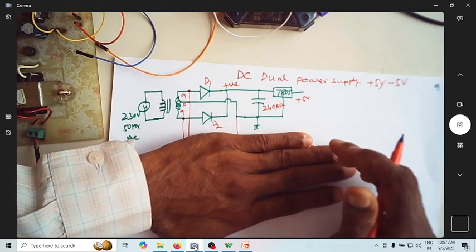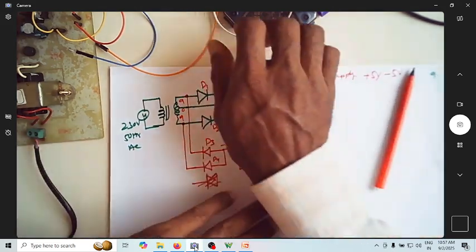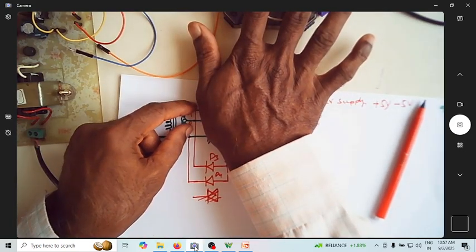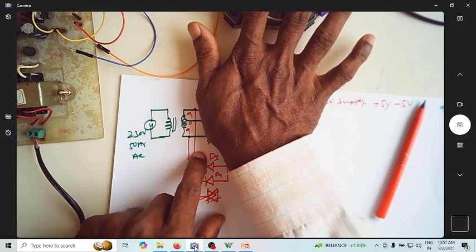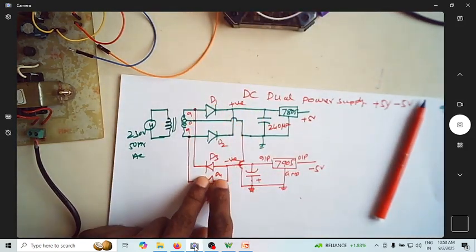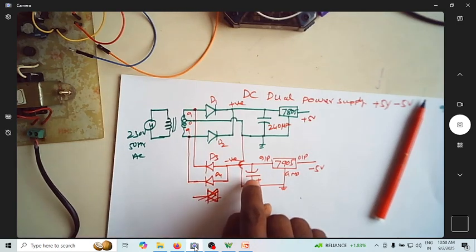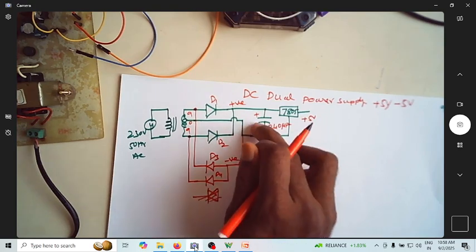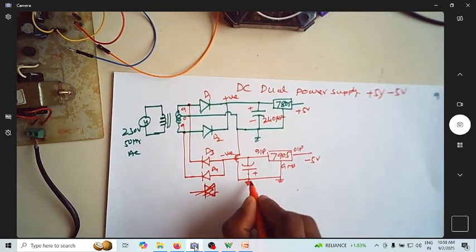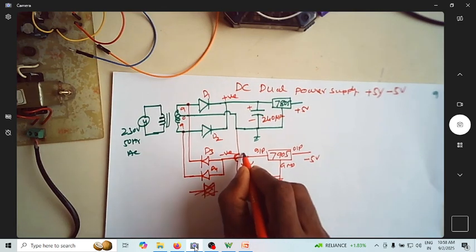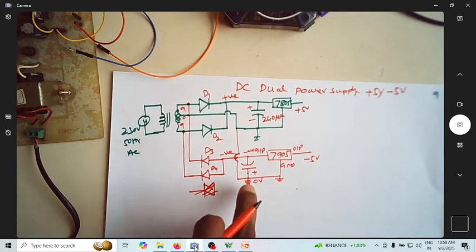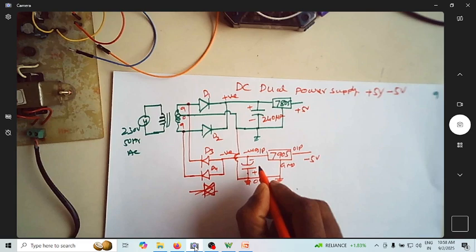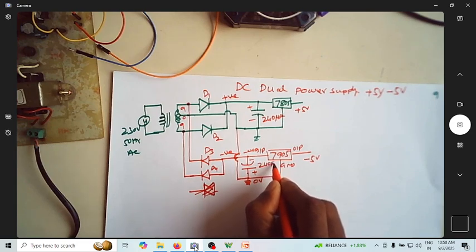So for negative 5 volts, I'm using the same transformer. Can you see I'm using the same transformer, but the diodes are reverse compared to this. So now you have to be very careful about the polarity of the capacitor. This is positive, this is negative. Negative means lower potential, and you know that this is 0 volt. This is some negative voltage. So 0 is more positive than negative. So that's why you're connecting plus here, minus here for the capacitor. It's again a 240 microfarad capacitor.